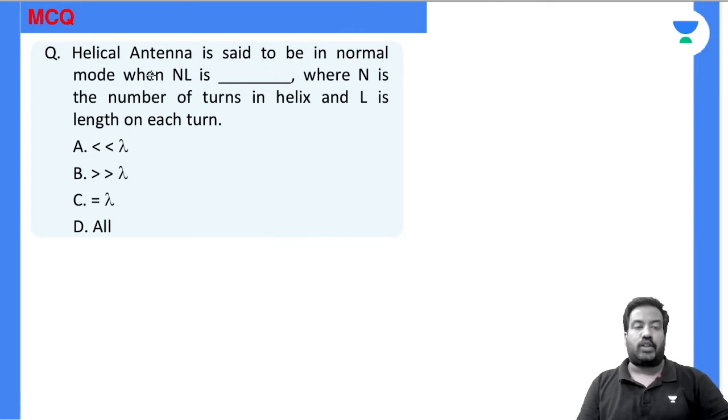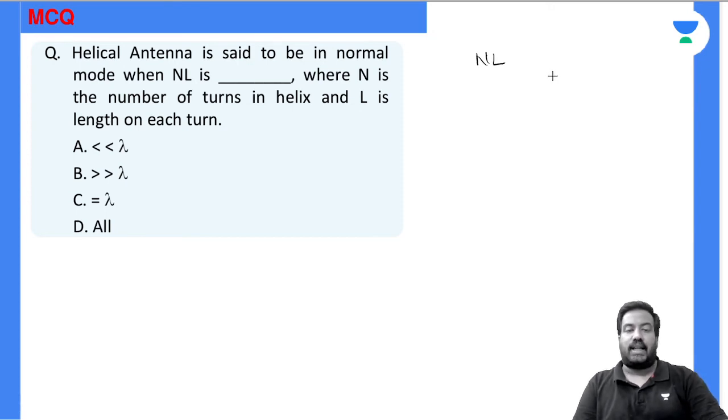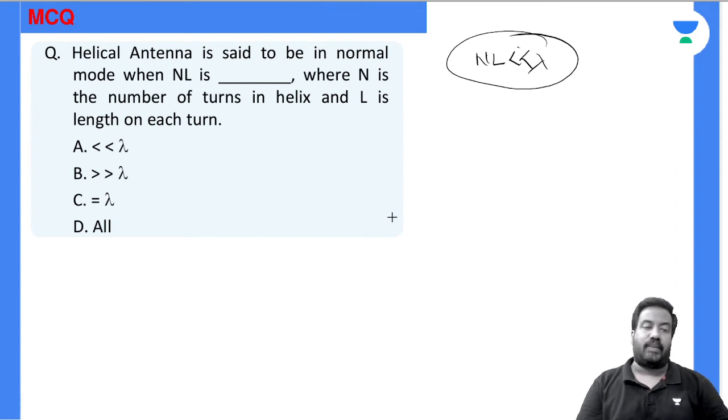A helical antenna is said to be in normal mode when n into L is far less than lambda, where n is the number of turns in the helix and L is the length of each turn. Option A is the answer.